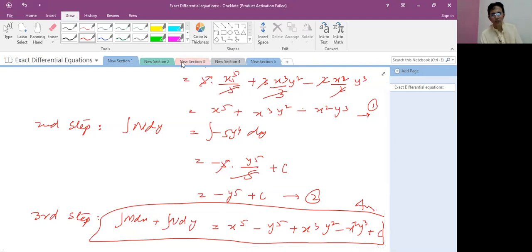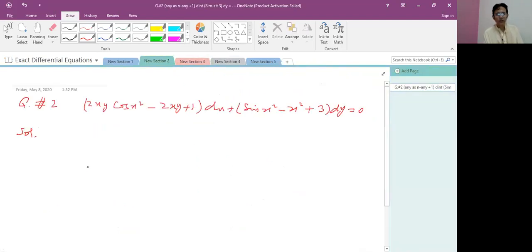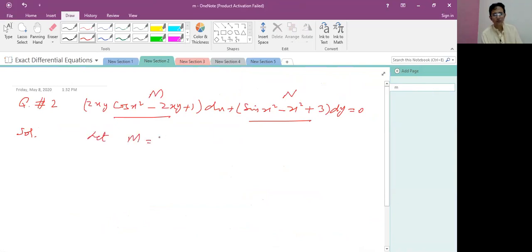So now we'll continue. The second question: student, the coefficient of dx is called m, and the coefficient of dy is called n. So first we identify m and n. Let us find the partial derivative of m with respect to y.